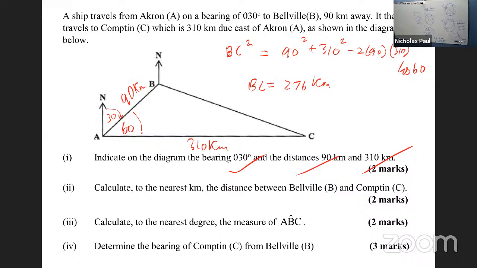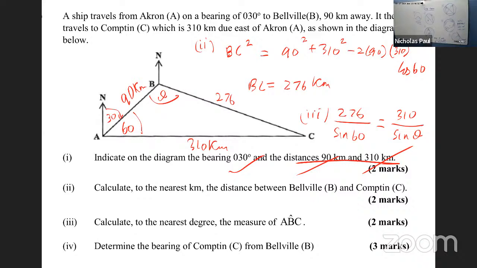Nice. Then they wanted this angle here, angle ABC. What's the rule we're using there? The rule we're using is the sine rule, right? So we know here is 276. So we know 276 over sine 60 is 310 over sine theta. So let's cross multiply and solve for theta.